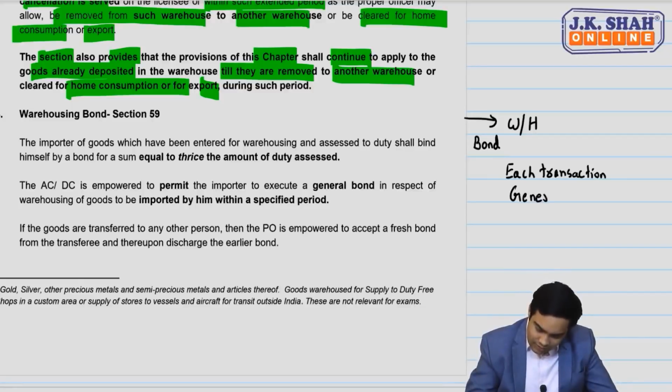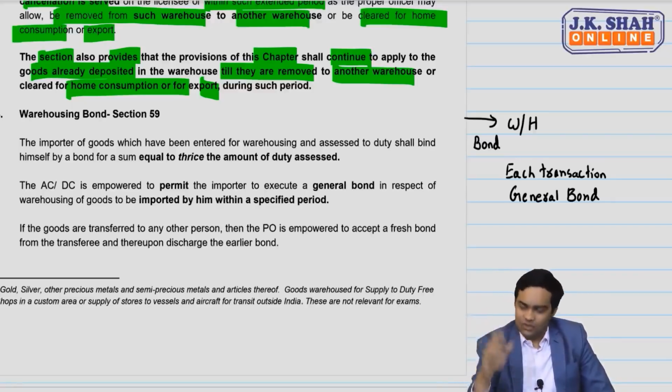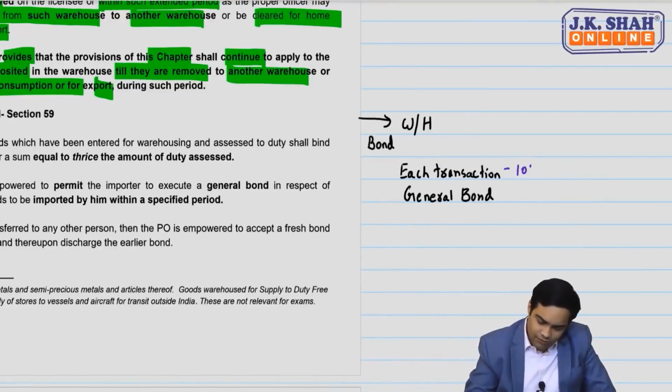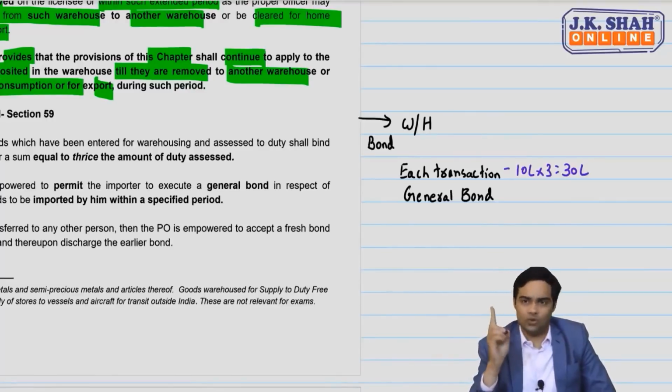Sir, what is a general bond? Say suppose you give a bond of 1 crore. That my goods keep coming into the warehouse, keep a bond of 1 crore. And thereafter, whenever goods come in, the bond amount which is attributable will be debited and the balance will remain as it is. Like the first consignment was for 10 lakh. So you can give a bond of 10 lakh into 3, that is 30 lakh. Why 3, sir? You have to give a bond thrice the duty amount, correct?